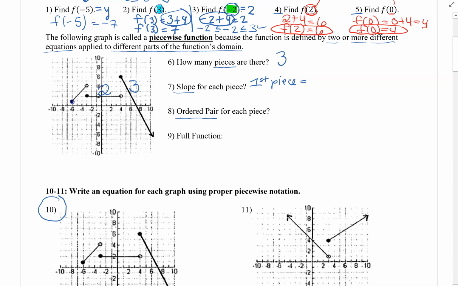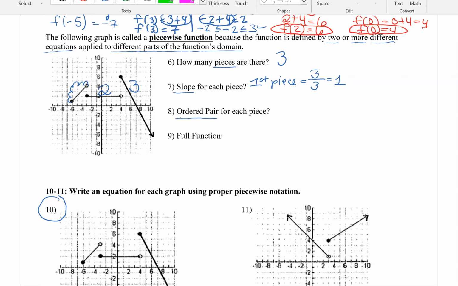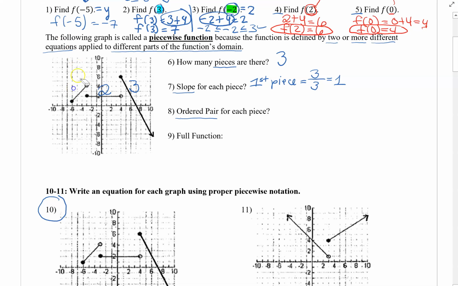So if I take this point here and maybe use this point here, I can see that it goes up 3 and over 3. So it has a rise of 3 and a run of 3. So really, that's a slope of 1. You could also look at it that way, from point to point. In this case, you can see it goes up 1 and over 1, up 1, over 1, up 1, over 1. So I can see that the first piece has a slope of 1.